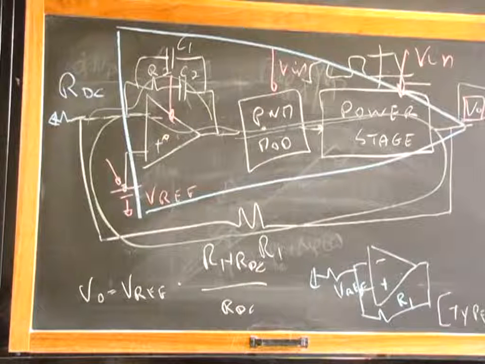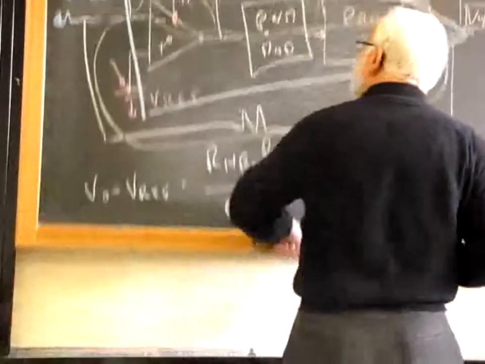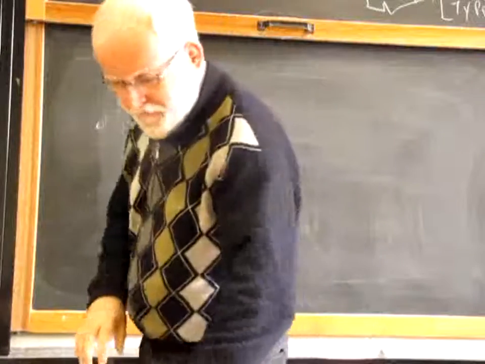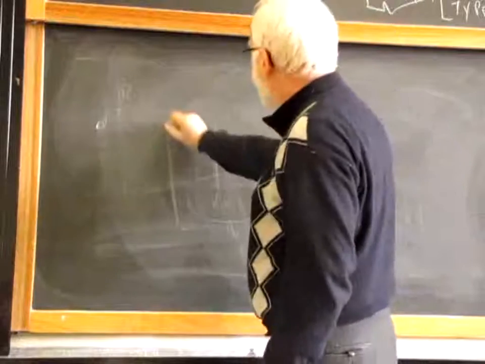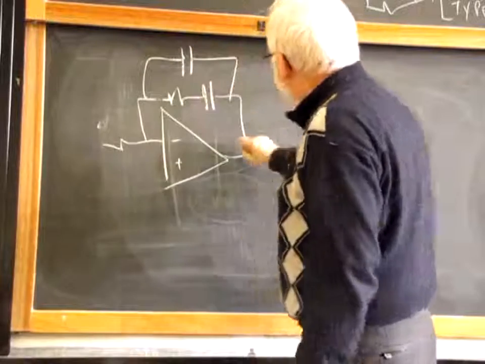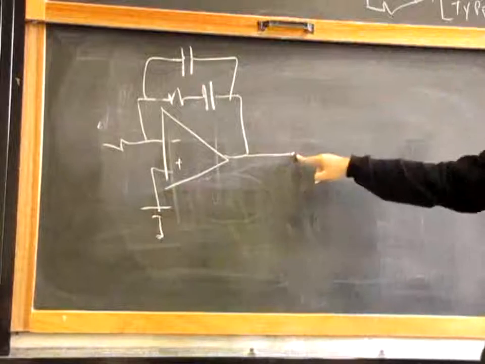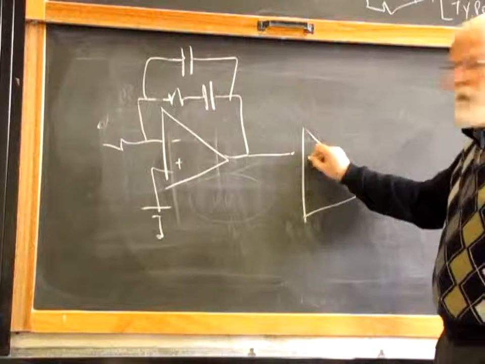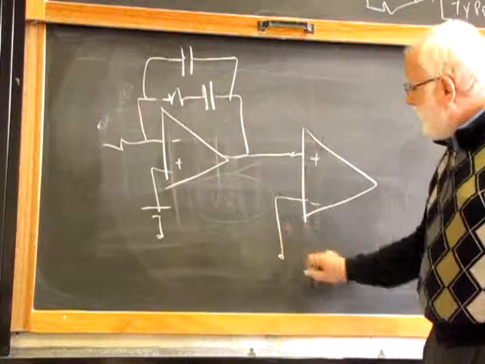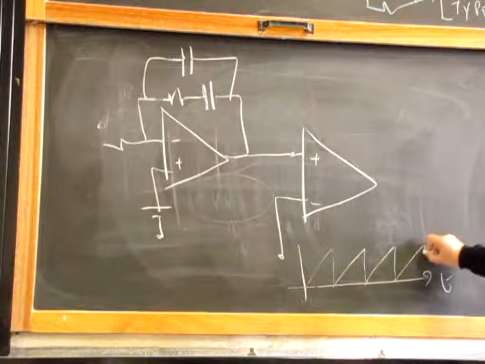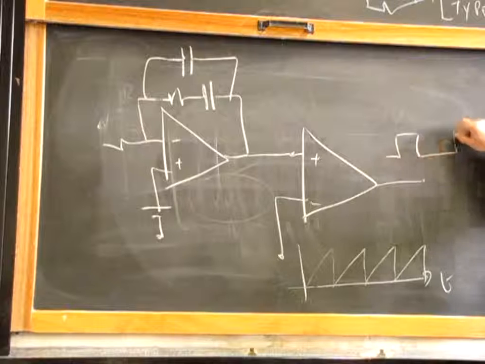There is still one detail that is important to analyze, and this one. PWM modulator. How is the PWM modulator made? It's basically just a voltage comparator. And here I get a sawtooth waveform, something like this. And it works as I told you last time. Here I get my duty cycle.